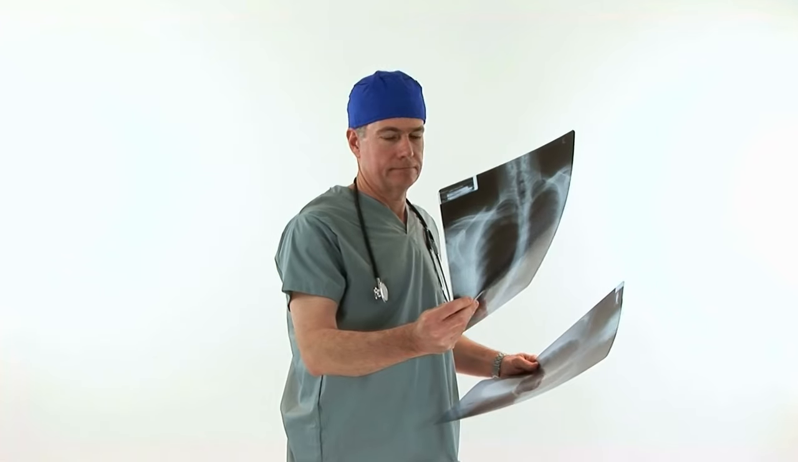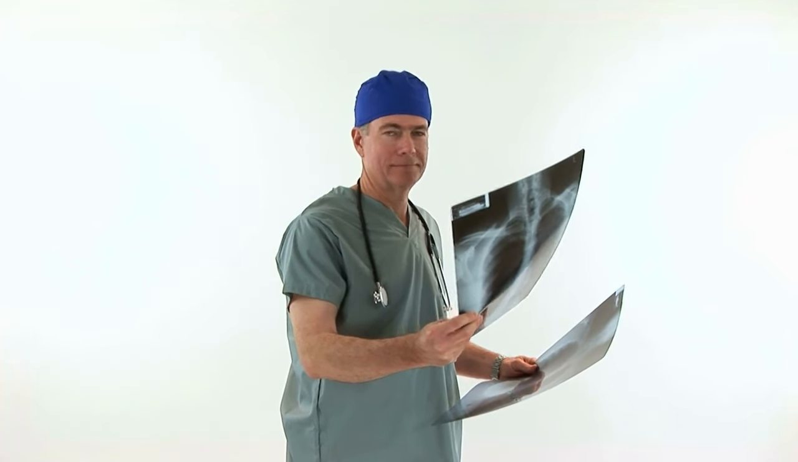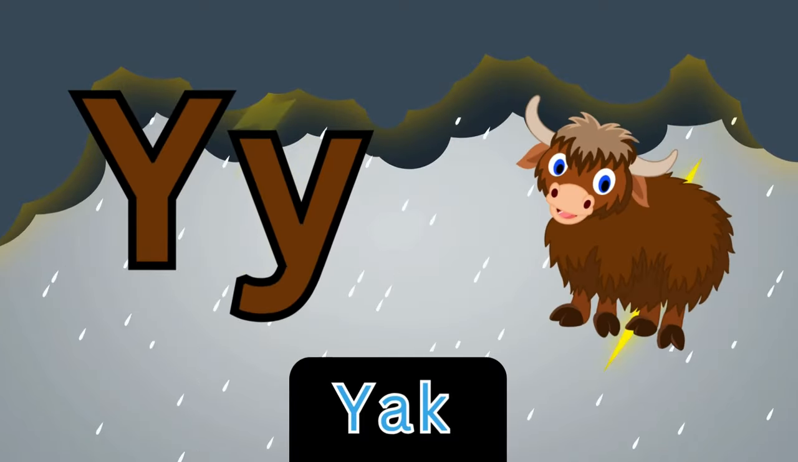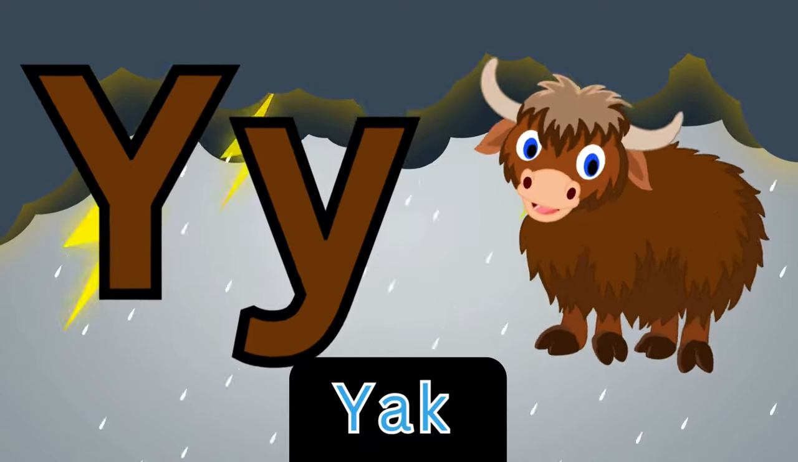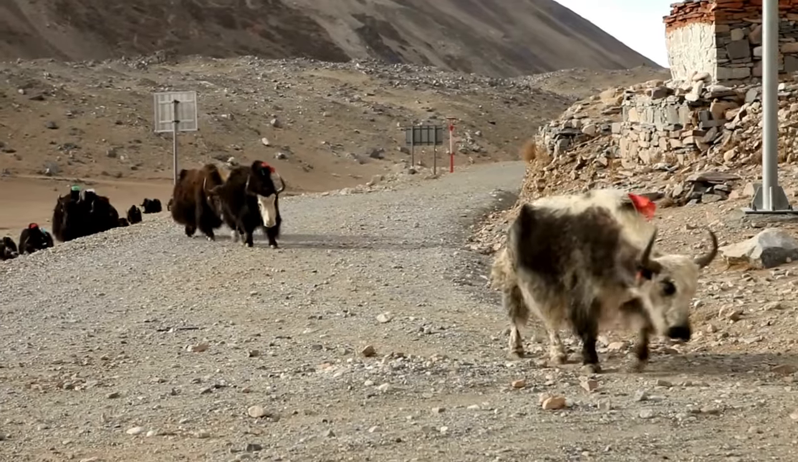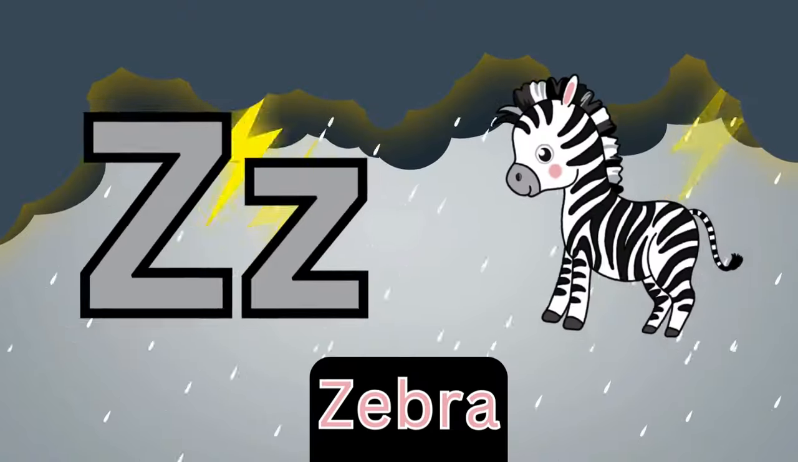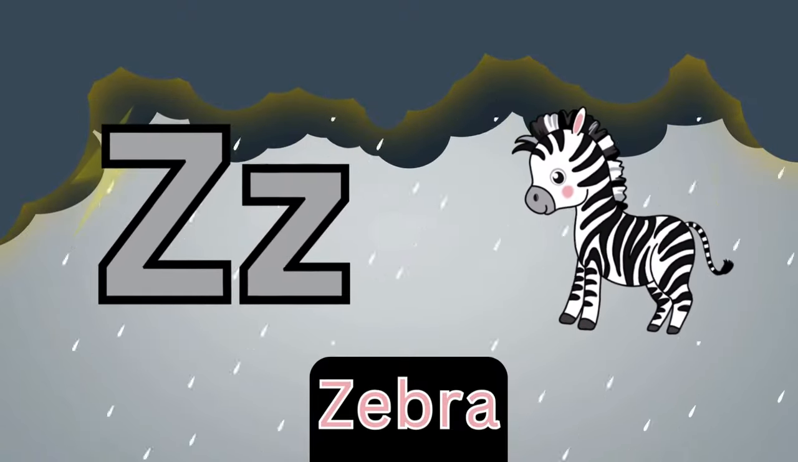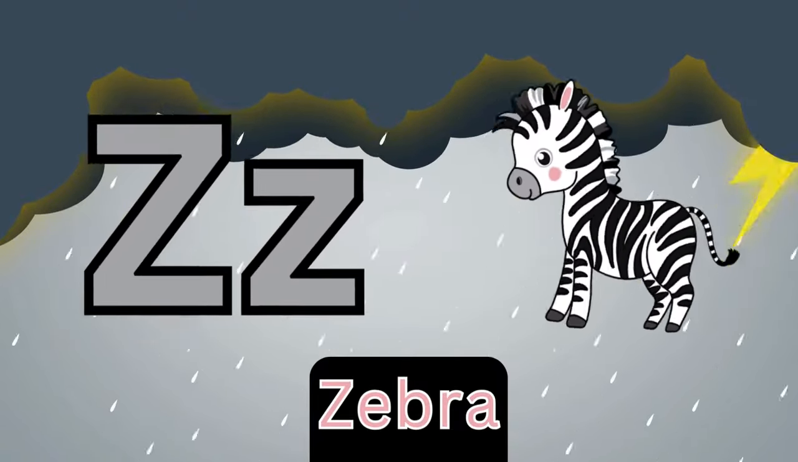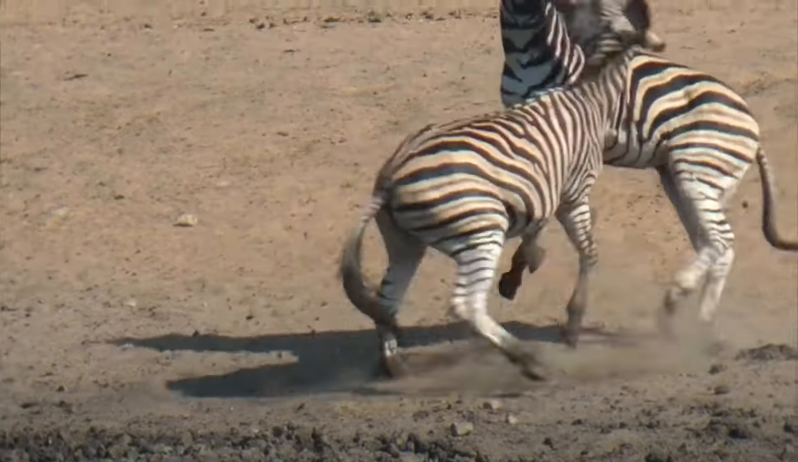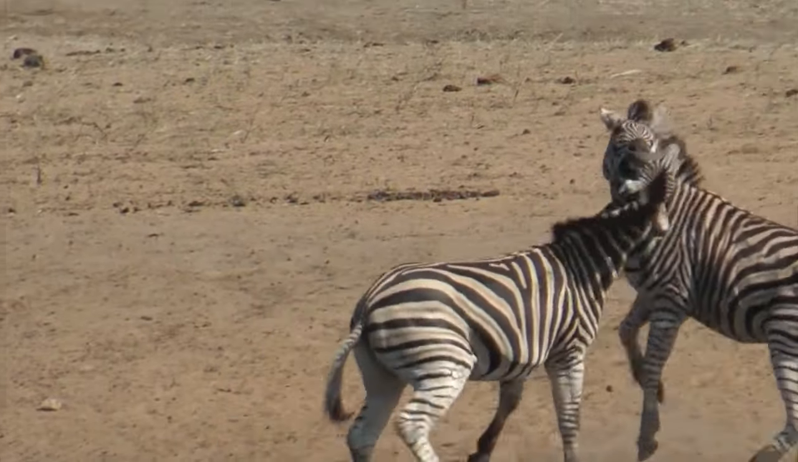X-ray fish. Y is for yak. Zebra, z, zebra.